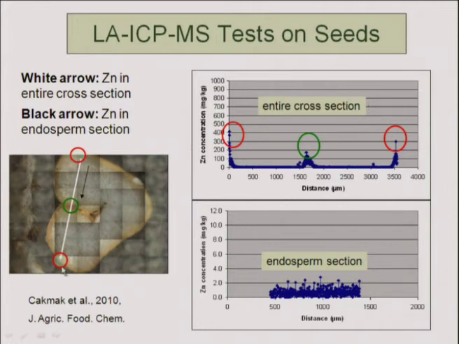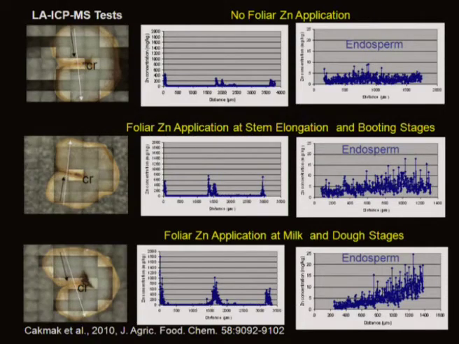This is the white arrow. And we looked at the zinc concentration in the endosperm part. This is the black arrow. Okay? You see in the seed coat, the vascular part of the seed, you have a high amount of zinc. But in the endosperm part, in this example, 2 ppm. It's really very low. So what happens when you apply zinc before flowering and after flowering? Let's focus on the endosperm part. In this example, the zinc concentration, when you don't apply zinc, is around 4 ppm, 5 ppm.